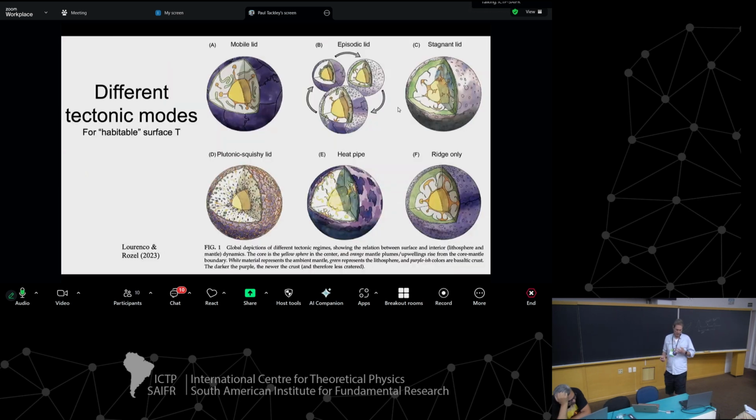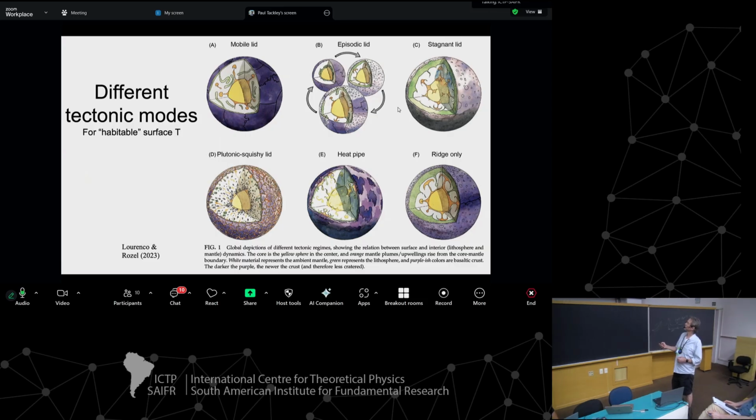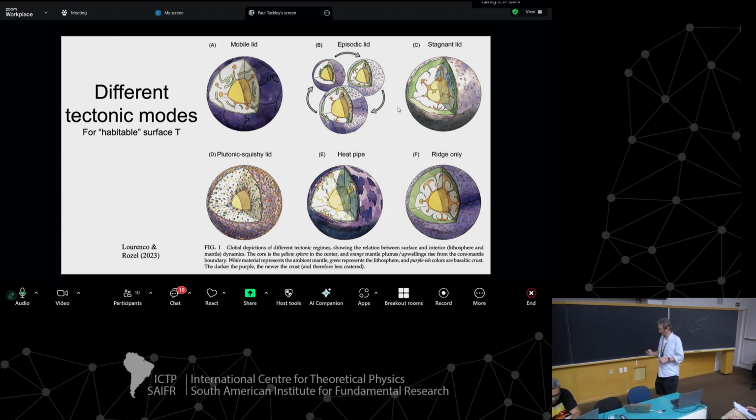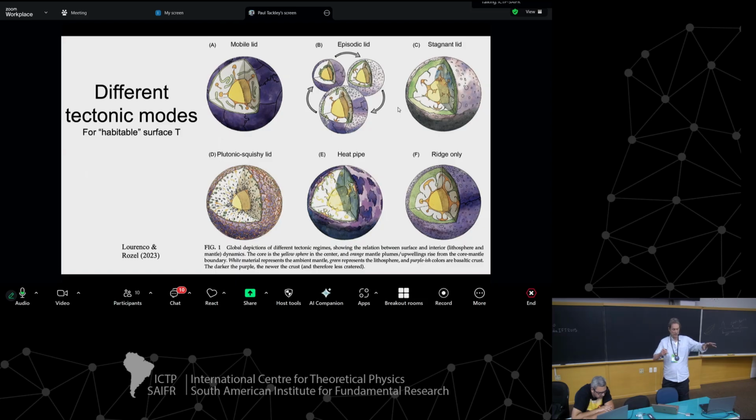So we can summarize some different tectonic modes. These are the traditional ones: mobile lid, which is like plate tectonics, or stagnant lid, where the lithosphere is not doing much. And episodic lid is where it's mostly stagnant, but you get these episodic overturns. But now there are these new modes which are related to magmatism. So there's the heat pipe, which has been talked about for some time. That's where the magmatism is extrusive and transports a lot of heat from the interior. And the plutonic squishy lid, this is new, where the intrusion is weakening the lithosphere and causing it to be deformable.